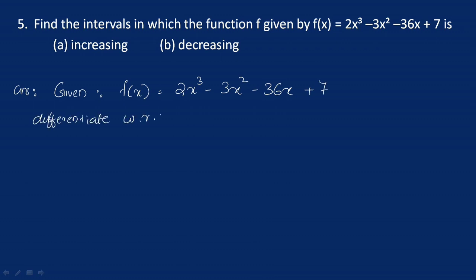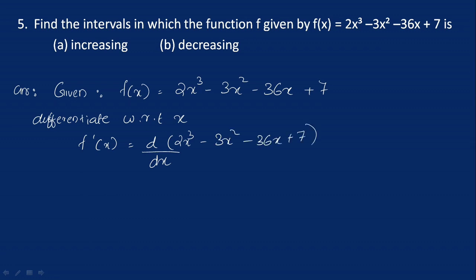Now differentiating f(x) with respect to x, we have f'(x) = d/dx of (2x³ − 3x² − 36x + 7). What is d/dx of 2x³? That is 2 into 3x². Similarly, d/dx of −3x², that is −3 into 2x. Similarly, d/dx of −36x, that is −36, and d/dx of 7, that is 0.